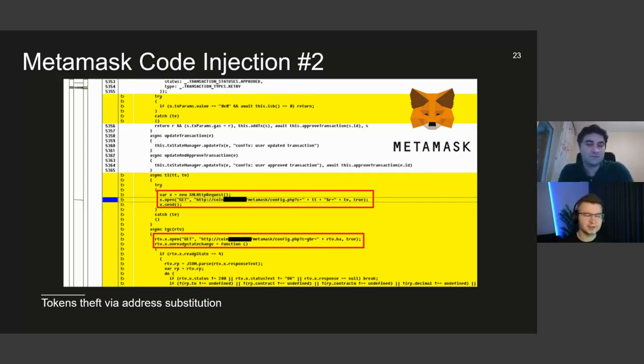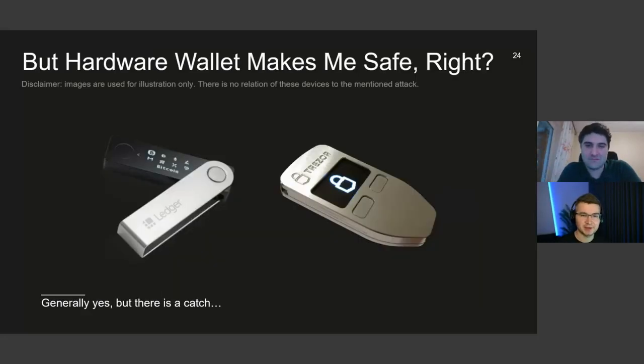Wait a second, Dan. I'm pretty sure our audience is looking at this, thinking, wow, this is all cool and nice, but they probably don't care, especially those who have strong protection from such threats. They may not trust the computer or laptop they are operating from. Even if the extension is compromised, they feel safe because they have hardware wallets, of course, Trezor, Ledger. So how about that? Does it make us safe, right?